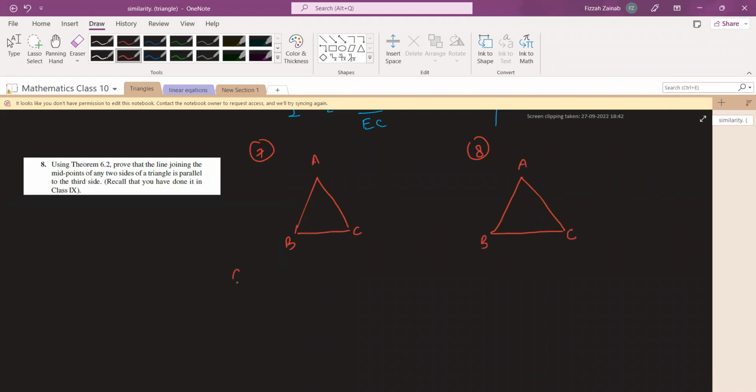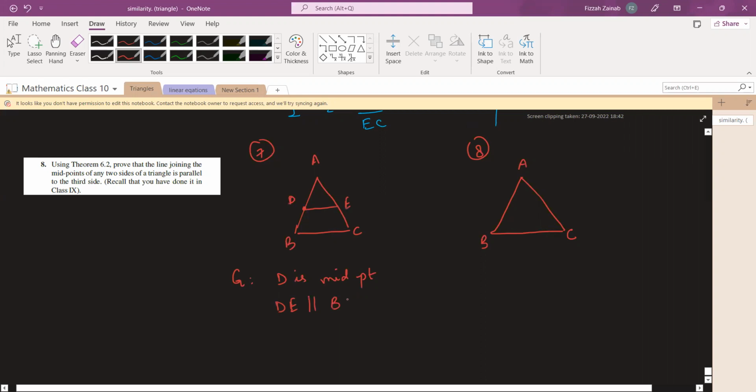So what was given here? It was given that D is the midpoint of AB, right? And it was also given that DE is parallel to BC, correct? And what we have to prove? We have to prove that E is the midpoint of AC. Understood? This was question number 7.